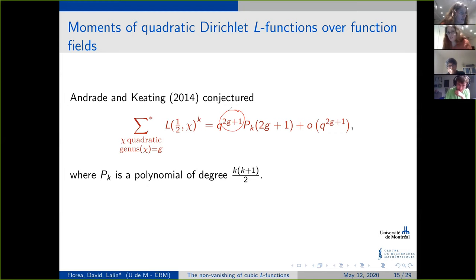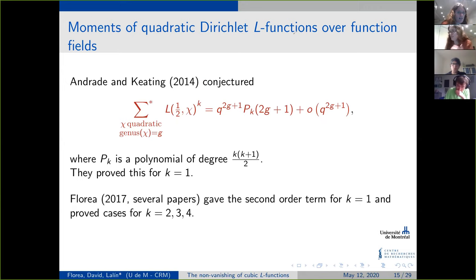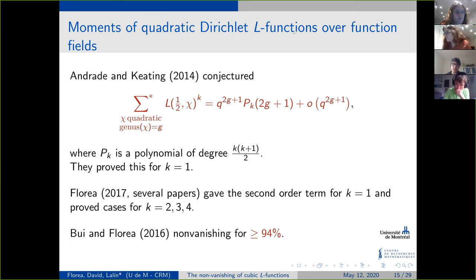So this is a conjecture, but then there are results. For k equals 1 it is known, and actually much more. For k equals 2, 3, and 4, the moments have been computed, a little like the picture I explained before over the integers. Also, there are results about non-vanishing with positive proportion, by Bui and Florea.